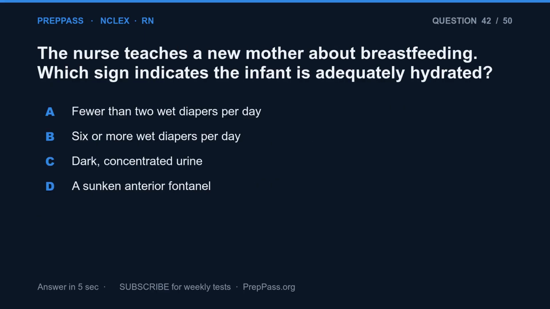Question 42. The nurse teaches a new mother about breastfeeding. Which sign indicates the infant is adequately hydrated? A. Fewer than 2 wet diapers per day. B. 6 or more wet diapers per day. C. Dark, concentrated urine. D. A sunken anterior fontanelle.